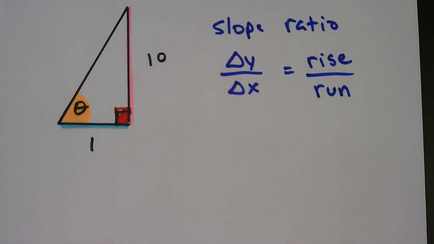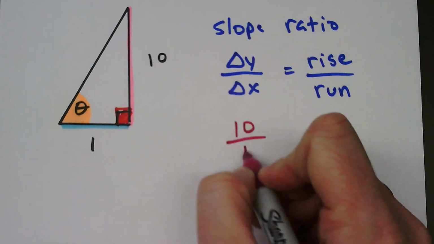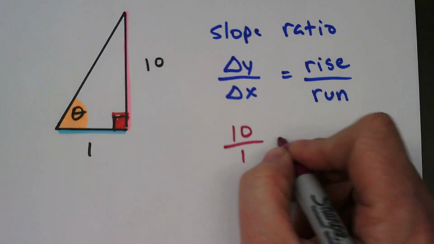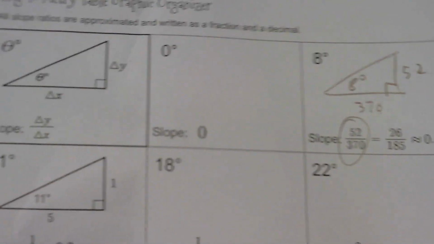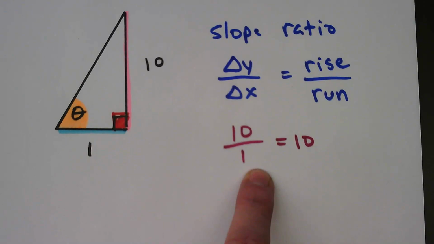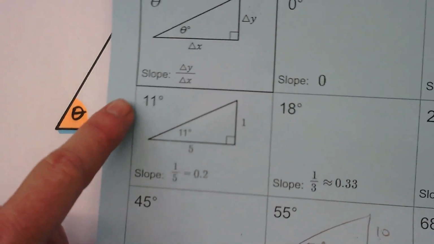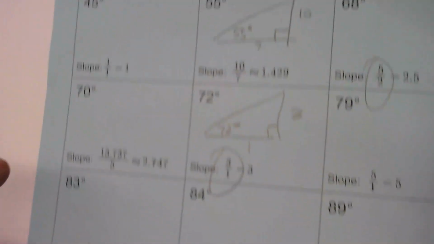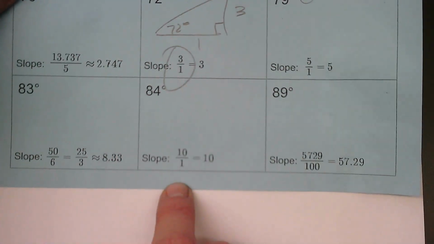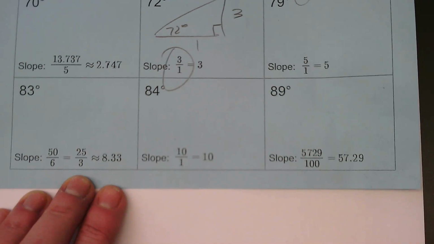So if I look at that and I calculate my slope ratio, I'm going to end up with 10 over 1, which as a ratio is 10 over 1, but if I wanted to simplify it to a whole number, it would be 10. So then I want to cross-reference from my sheet that gives me all these slope ratios. I'm looking for the one that has a ratio of 10 over 1. So for 11 degrees, it's 1 over 5. For 18, it's 1 over 3. And I just keep checking until I come to the one that has a slope ratio of 10 over 1.